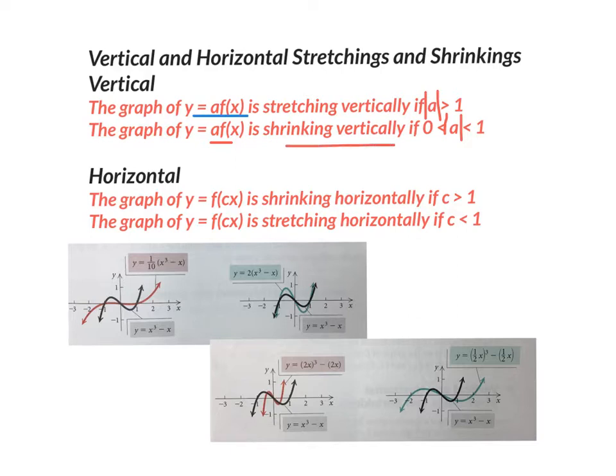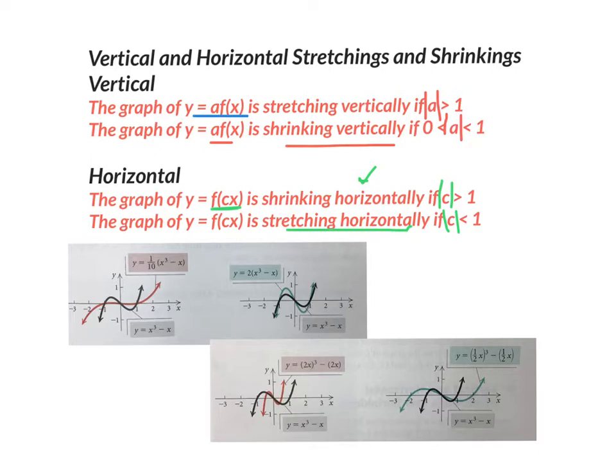Let's go ahead and do horizontal also. Horizontal, the number is inside the parentheses, multiplied with the x. If they multiply a number by your x, and it is, I should say absolute value again, greater than 1, this is backwards of what you think. If horizontal, if it's bigger than 1, it's going to shrink horizontally. If it's less than 1, meaning it's a fraction, it's going to actually get stretched horizontally.